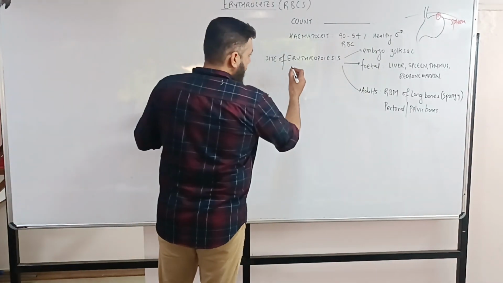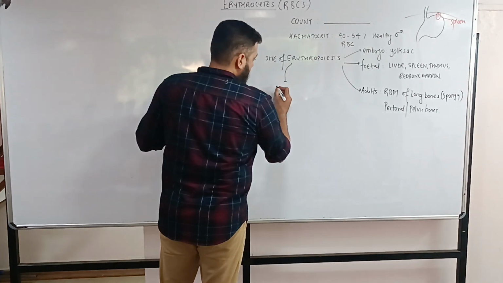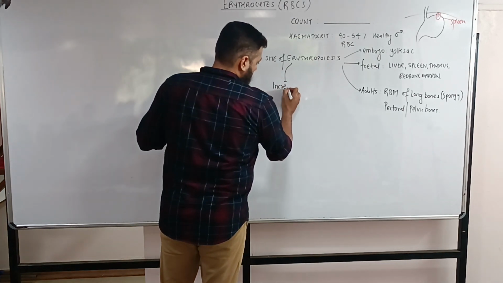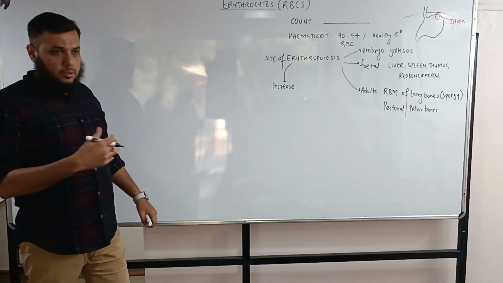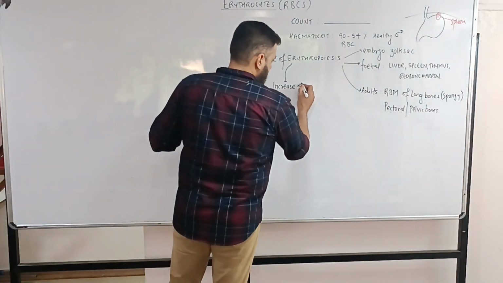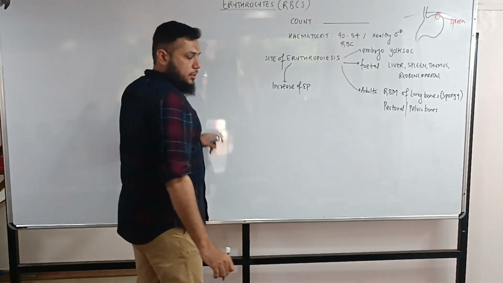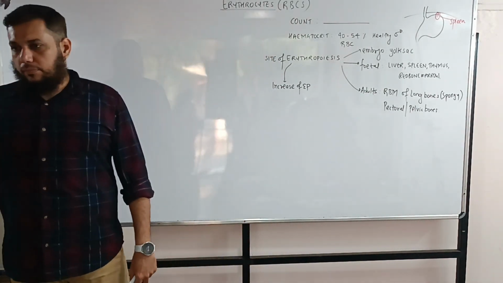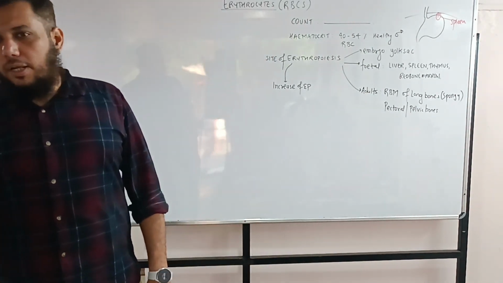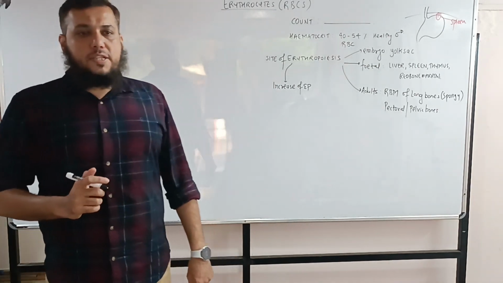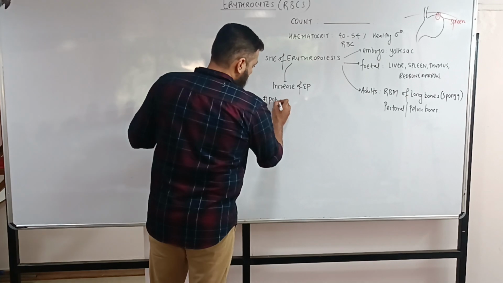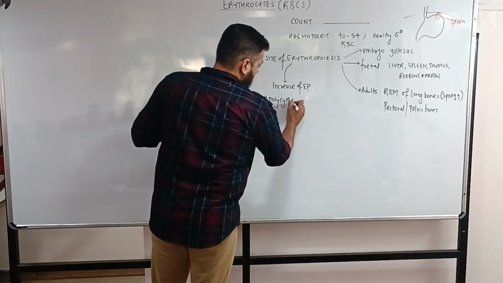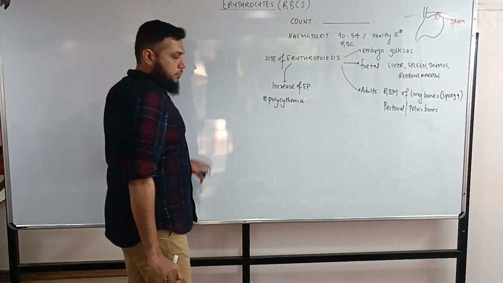Now, when there is an increase in erythropoiesis, increase, you understand? Erythropoiesis has increased. Then it results in a condition called polycythemia. Increase in the production of RBCs is called polycythemia. Okay?